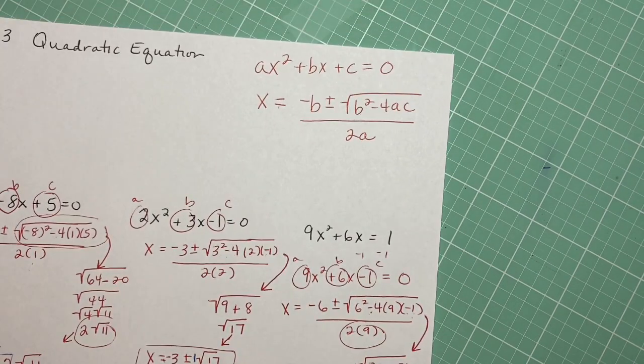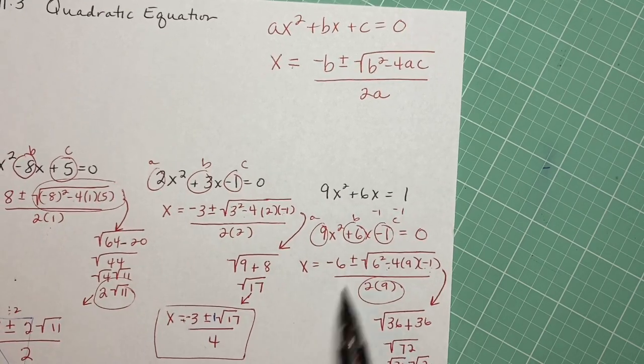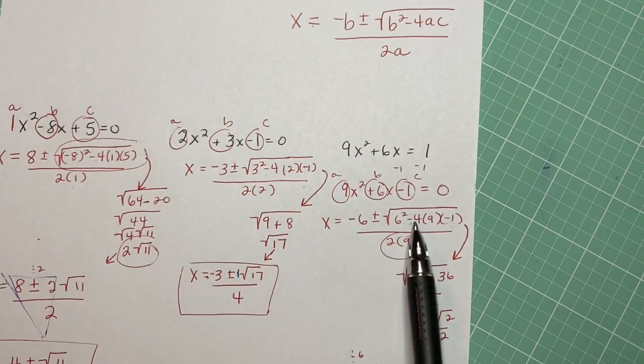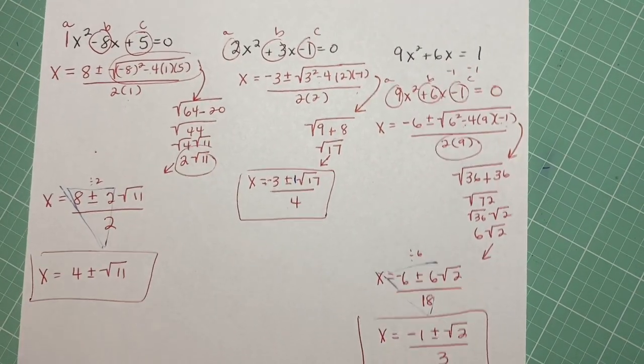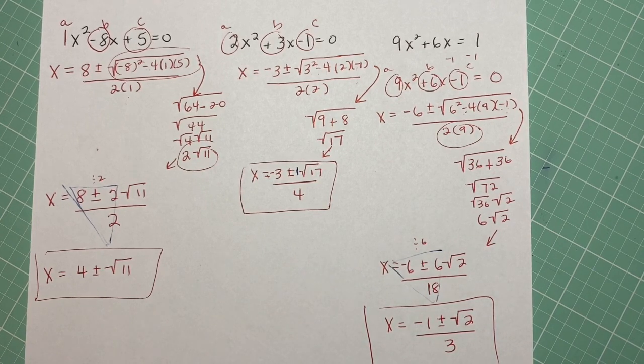So quadratic equation, you're just plugging it in, the quadratic formula, but before you do that, make sure everything's on one side, zero's on the other. And then also be careful of your signs inside the square root. That's where most mistakes come from. Okay, you're ready to try your practice problems for 11.3.